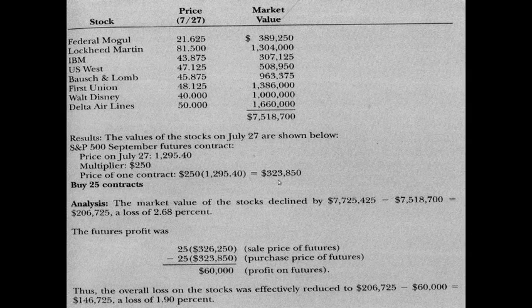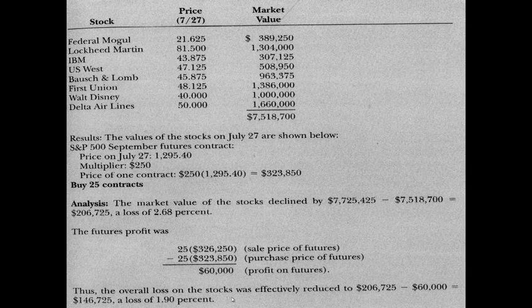So they're $2,000 cheaper, right? So I can buy back the futures contracts cheaper than what I sold them for, making $2,000 profit per contract on the 25 contracts. So I lose $200,000 from my stock. That represents a 2.7% loss overall in my portfolio. However, I make a $60,000 gain from my futures transactions.